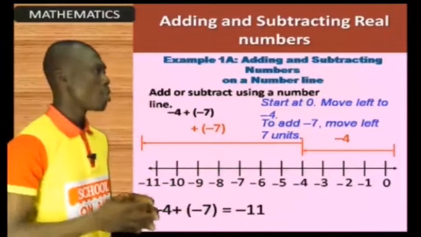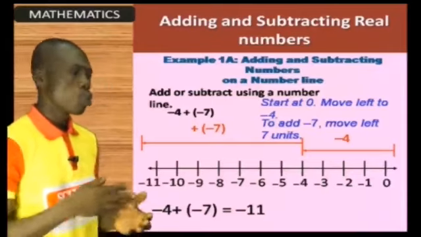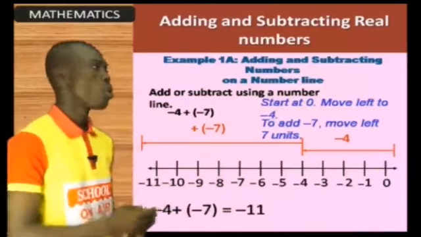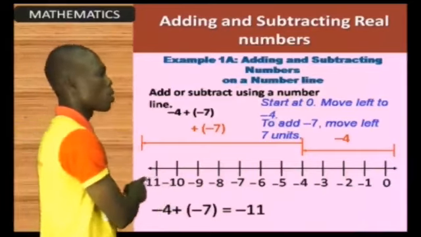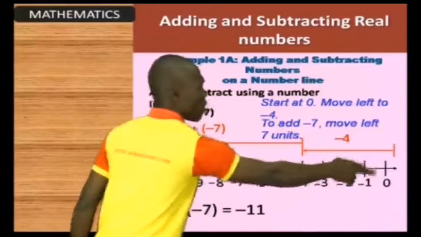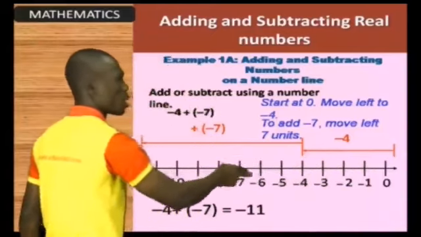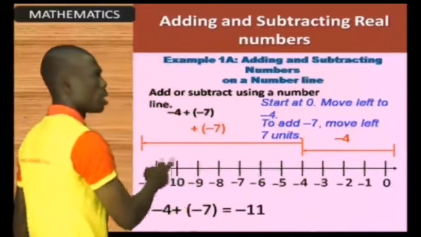So on the number line, going from 0 to minus 4, and then from minus 4 again, taking minus 7 to it, has taken us to minus 11. If you count from 0, you will see we have moved 11 steps: 1, 2, 3, 4, 5, 6, 7, 8, 9, 10, 11.